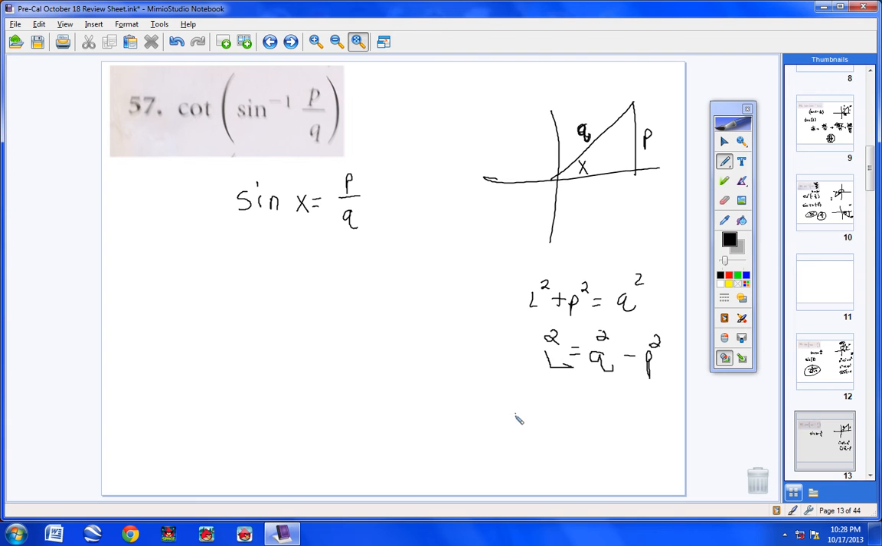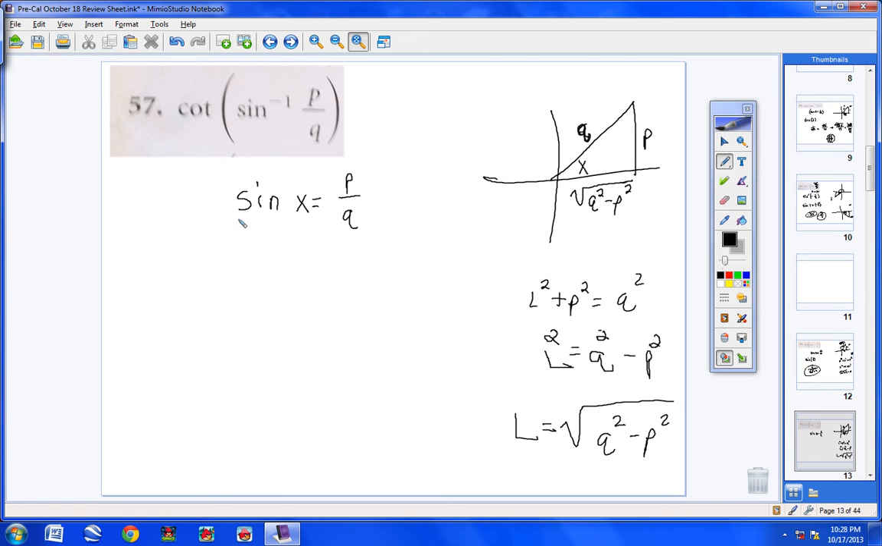The square root of L squared is L, and the square root of this right side would be the square root of Q squared minus P squared. So there's your leg. Your leg is the square root of Q squared minus P squared.